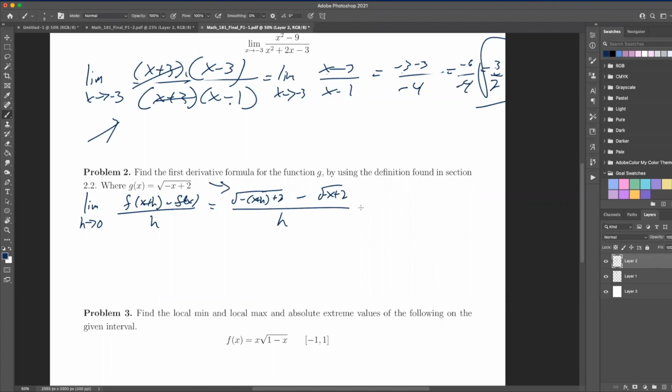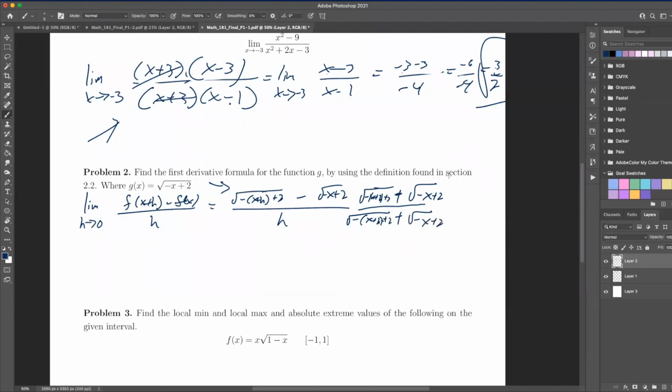Does anyone remember how we solved this one? We're going to do something plus something. We're going to multiply by a 1 here. Does anyone remember what the 1 was? Yeah, it's the conjugate. So here we're going to do negative x plus h plus 2 divided by the square root of minus x plus 2. And the same thing here, the square root of negative x plus h plus 2 over this.